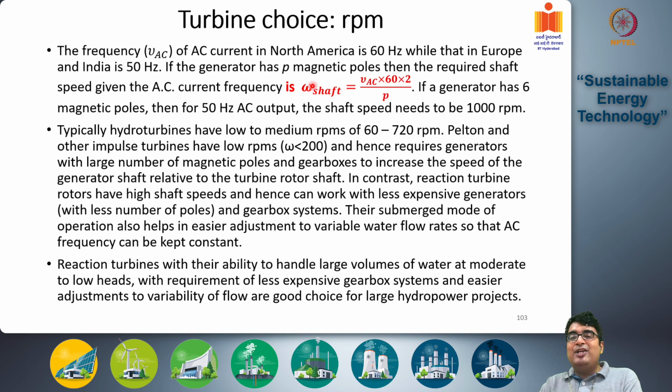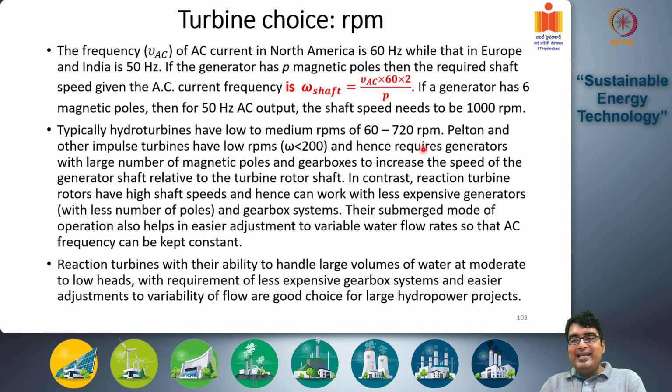Now clearly hydroturbine RPM will be variable, water speed may change and everything, right? So we need a gear to couple the variable turbine shaft with the fixed rotating generator shaft, okay. And we need a gear ratio good enough to deliver that 1000 RPM that we need, okay. Now typically hydroturbines have low to medium RPMs of 60 to 720 RPM.